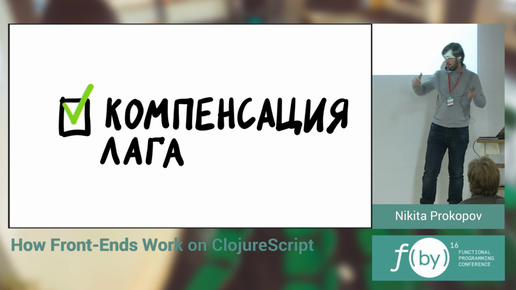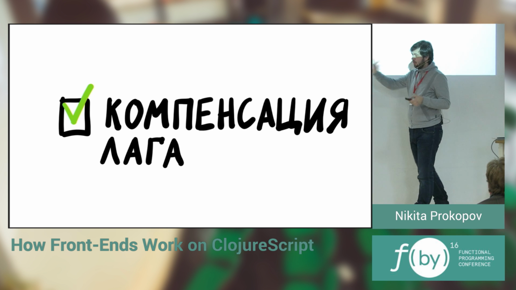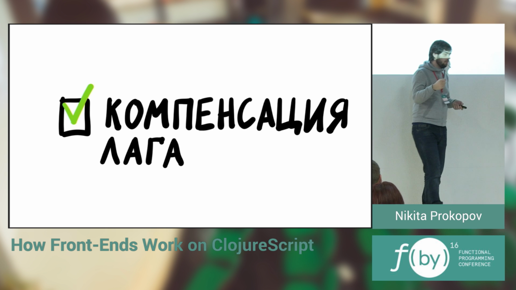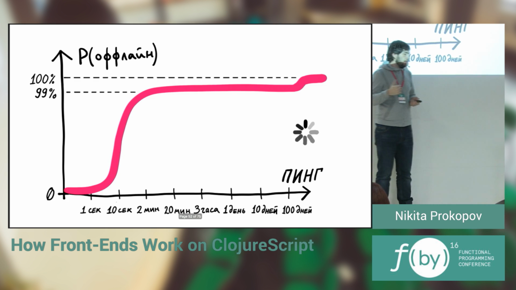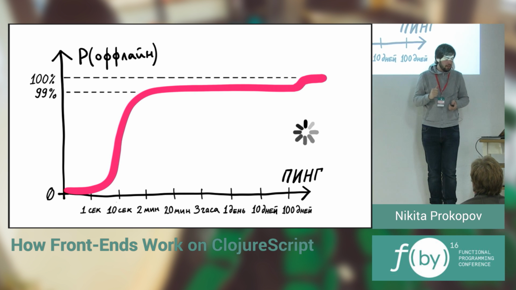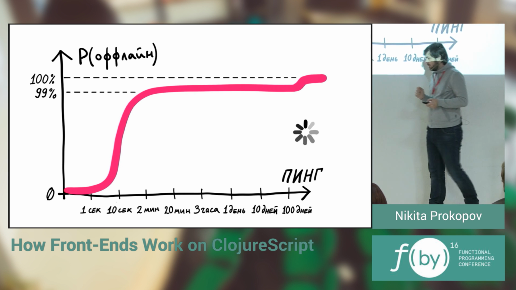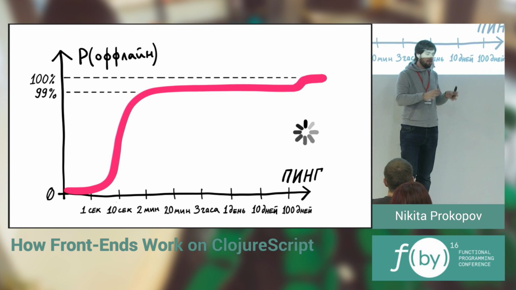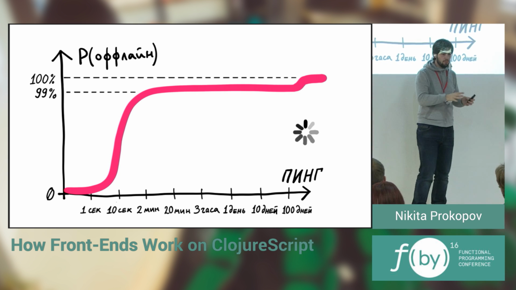So when you click like on Facebook, the like count increases immediately. It doesn't wait until it hears from the server. And this is a nice property to have for your application. And it's nice because lag is always present, right? So you always have some latency until the server responds.